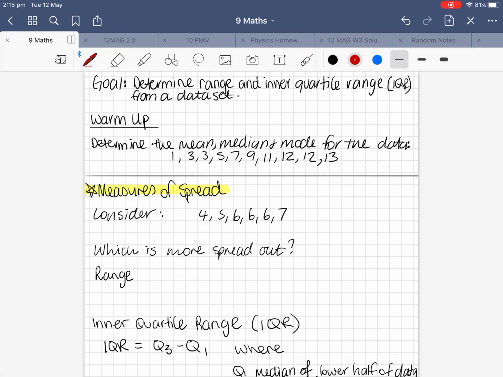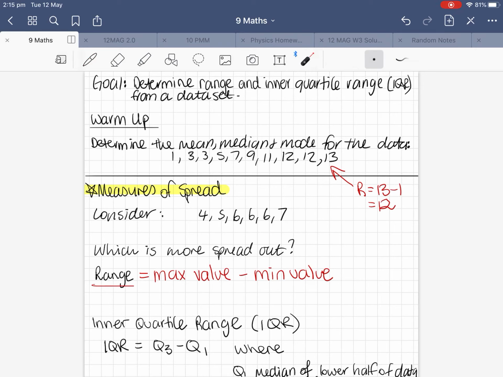What you're likely doing is considering the range of the data set. The range of the data set is quite simply the maximum value in the data set minus the min value. So in the case of our warm-up problem up here, the range is equal to 13 minus 1, or 12. This means that the data set spans 12 values.